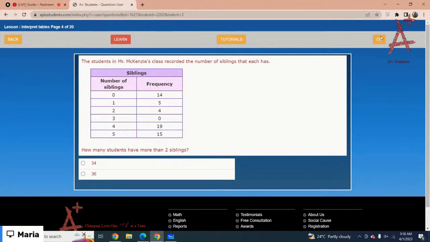The students in Mr. Mackenzie's class recorded the number of siblings that each has. How many students have more than 2 siblings? Got it? So just look at the numbers that are more than 2. More than 2, you have 3, 4, and 5. So you have to add the frequencies of those who have 3, 4, and 5 siblings.